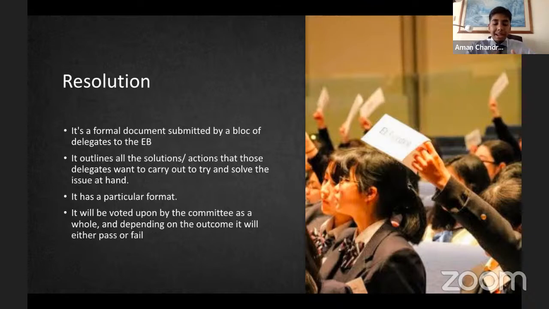So at the end, all the countries present in the committee will vote together to see whether the resolution passes or not. An important thing to note is the resolution paper has a very particular format that should be followed. It'll be voted upon, as I said, by the committee as a whole, and depending on the outcome, it'll either pass or fail. So, delegates, the main point of the whole MUN is to make sure that your resolution passes. And through your debating skills, you should make it presentable so that delegates agree to pass your resolution paper. That's the whole point of it.